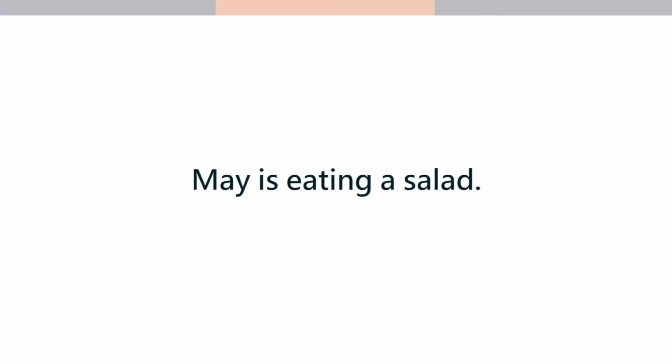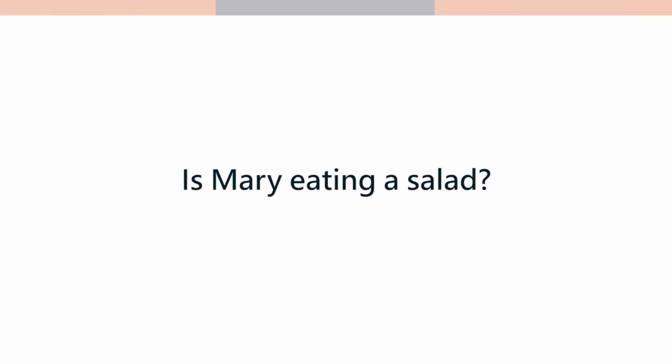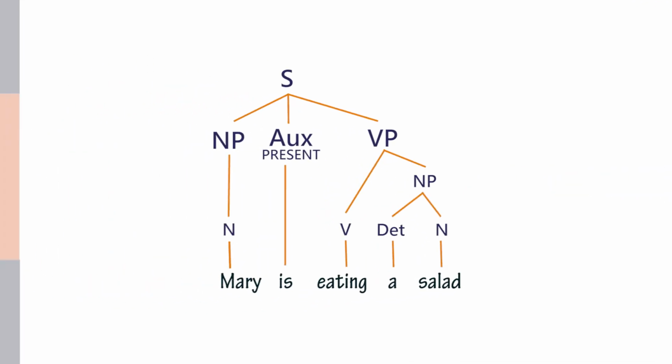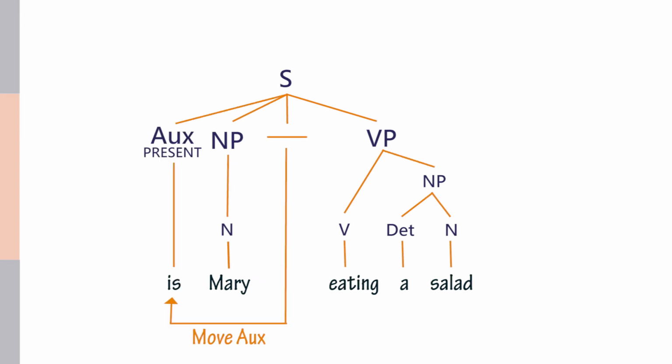Mary is eating a salad. The question for this sentence would be, is Mary eating a salad? Now I want to draw 2 trees for both the declarative sentence and the question. Why do we do this? Just to count the number of transformations. So when you turn the sentence Mary is eating a salad into is Mary eating a salad, you only have 1 transformational rule, which is move aux, or which is done for SAI, subject auxiliary inversion.